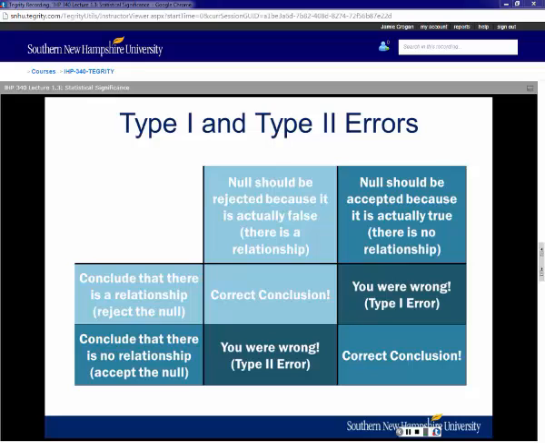So that first row, I conclude there is a relationship. When I conclude there is a relationship, I am rejecting the null. And the null says there's no relationship, so I reject it because I'm saying there is a relationship. Again, I could be right or wrong. If I'm right, good for me. If I'm wrong, I've made a type 1 error. The other case is where I conclude there is no relationship, so I accept the null because the null says there is no relationship. If I'm wrong about it, that's a type 2 error.